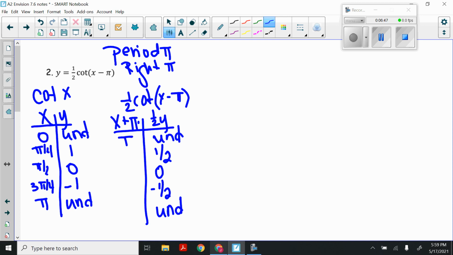0 plus pi puts me at pi. Pi over 4 plus pi puts me at 5 pi over 4. Pi over 2 plus pi puts me at 3 pi over 2. 3 pi over 4 plus pi puts us at 7 pi over 4. Pi plus pi puts us at 2 pi. All right, so now this is what we're going to graph.